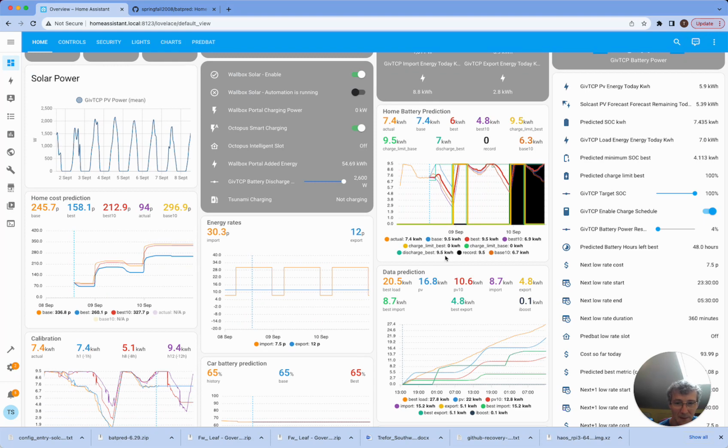Now, because I've got a 7.5p night rate and I've got an export rate in the day that's higher than that, I'm ending up charging 100% every time. I've not told it to do that, it's just worked that out.